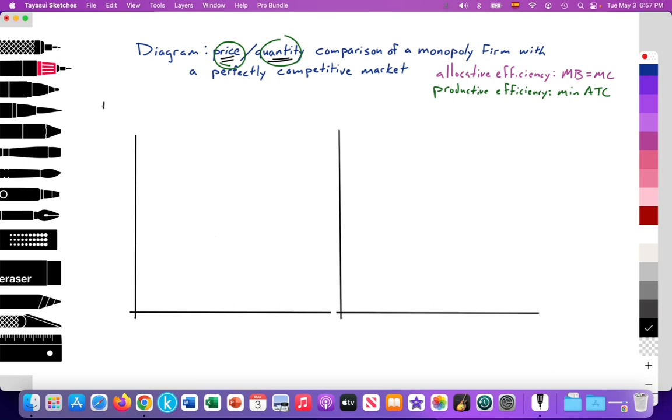And let's go ahead and label our axes. So over here, for both models, we'll be measuring price, costs, and revenue. And again, for the monopolist, we're also measuring price, costs, and revenue. On the x-axis, we're measuring the quantity of output.